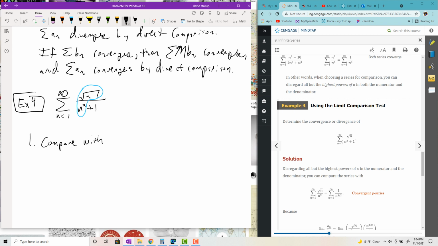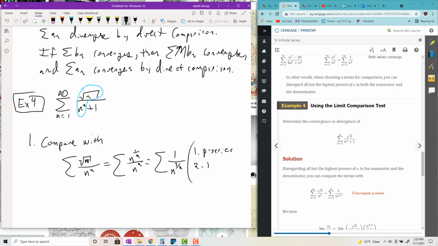with the series square root of n all over n squared, which of course is just n to the 1/2 all over n squared, which is just a series of 1 all over n to the 3/2. You know, 4/2 minus 1/2 is 3/2. And then that thing, what is it? Well, first off, it's a p-series. Looking at the p-value, p equals 3/2, which is greater than 1, therefore it's convergent. Okay, so you need to show those three factoids.